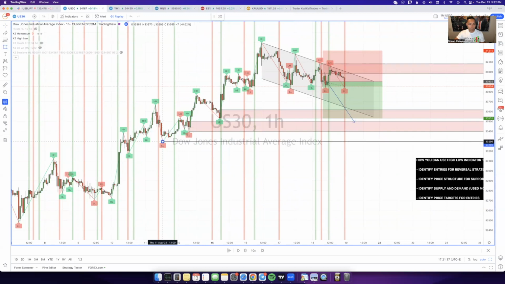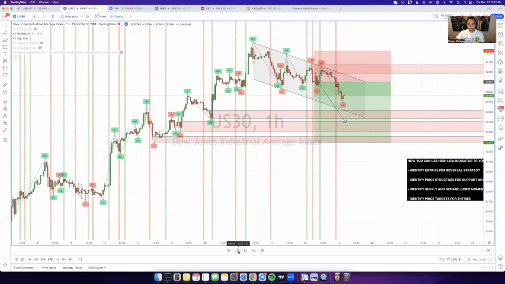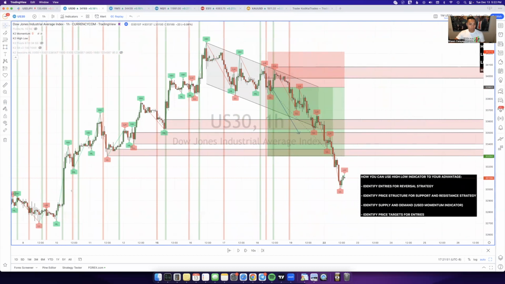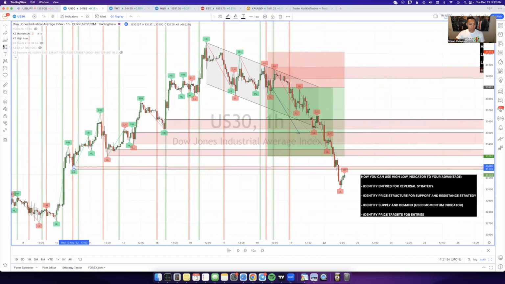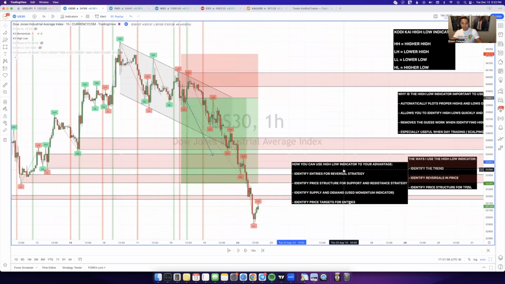So if you wanted multiple TPs, you can have multiple structures down here, right? TP1, TP2, TP3, etc. Just depending on your trading style, and just let the trade run. There you go. Price hits TP1, TP2, TP3, and then there's actually more structures down here as well that you could aim for. So these are just like the few ways of applying this indicator.